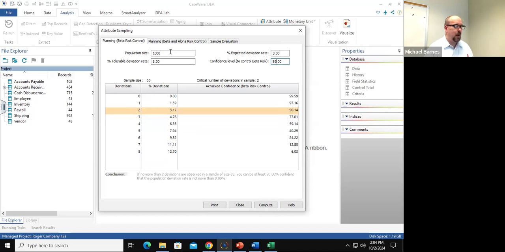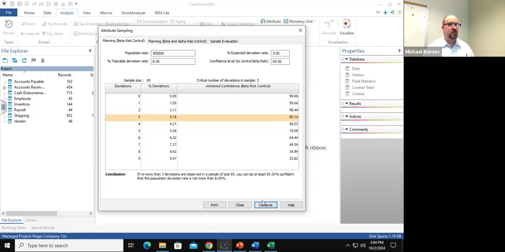I'm going to increase my population to 500,000. So what's probably going to happen to my sample here? It's going to go up, but it's probably not going to be as much as you think. It's increased by 500 times. I don't think my sample is going to go up by 500 times. Remember, my original sample was 91. I think it will increase to 95 now. So I increased 4 items in the sample by increasing my population by 500 times. So that's kind of an explanation that the population size does not have a big effect.